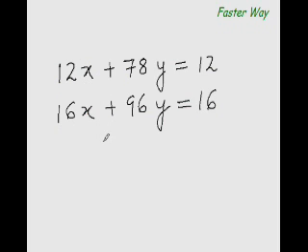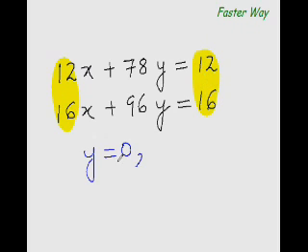So the first thing that strikes you is that the ratio of coefficients of x is equal to the ratio of constants. So immediately put y equal to 0. Now once you have the value of one variable, finding the other variable is very easy, isn't it? So if you put this value here, this thing becomes 0. So 12x equal to 12, that means 12 times something equal to 12. So obviously 12 times 1 equal to 12, so x equal to 1.